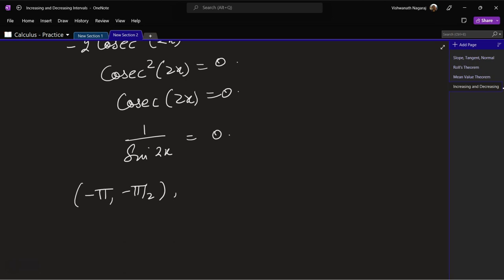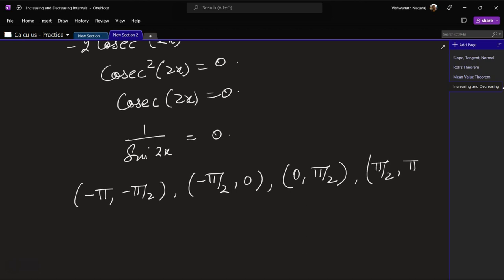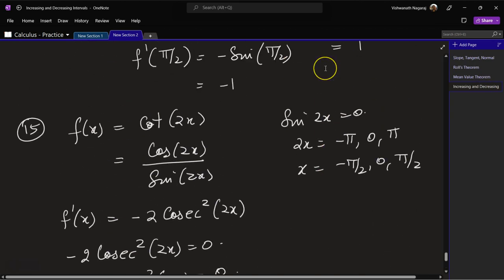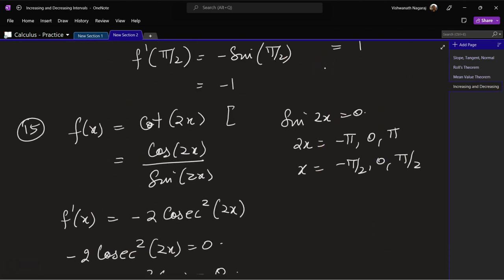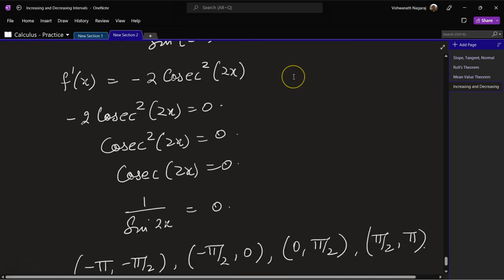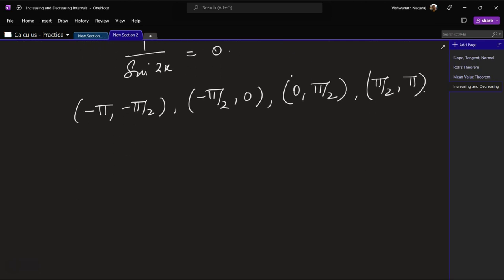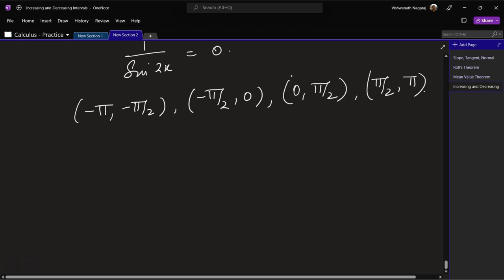Remember, minus pi by 2 itself is not included. And minus pi by 2 to 0, and from 0 to pi by 2, and from pi by 2 to pi. And here again, the domain is restricted to minus pi to pi. Okay, so now what do we do? Let's again pick up some points between these two values and figure out.